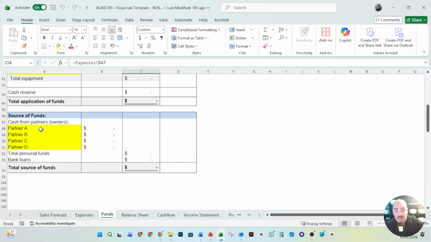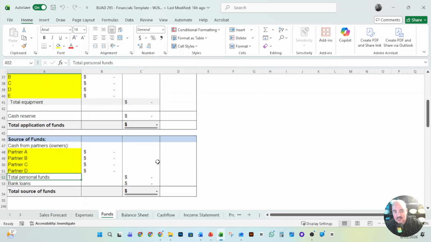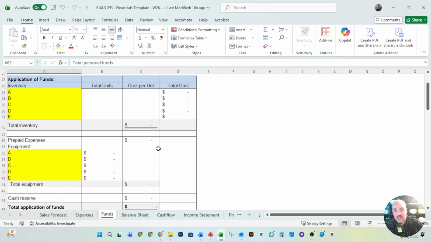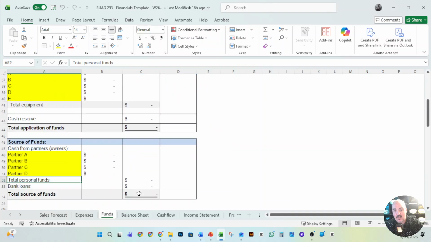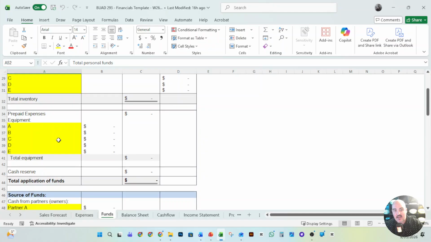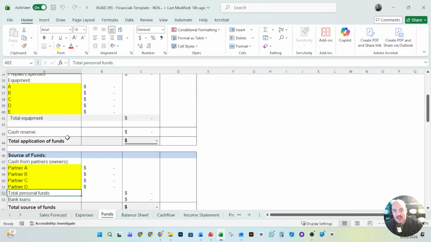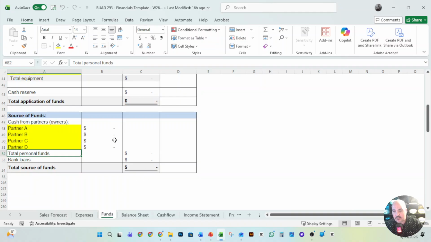And then we get our funds from our partners. So we can put our partners' names, guys, in. If you are thinking yourself of investing into this company as part of the plan, then you can put your own name in there. We want to put the total personal funds and then how much from bank loans. So we'll get our total source of funds. We'll get our total application of funds, which is the inventory and the equipment. And these should match up. So this is basically our startup budget, guys. How much inventory do we need? How many prepaid expenses do we have? What is our cash reserve there? And then does that match up to how much money was put in? That should be pretty straightforward.